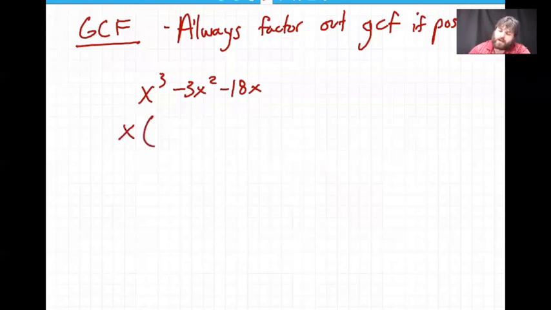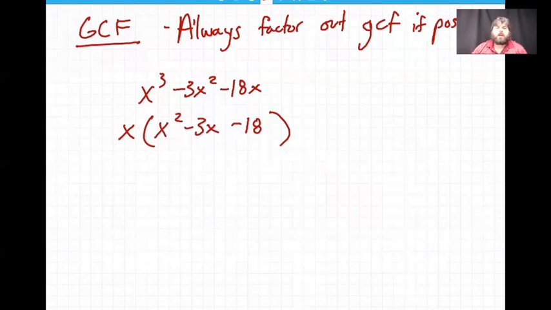So what you do is you factor it out. You pull it out front. And when you pull it out front, you're really dividing each term by that. Because then when you distribute back in, you're multiplying. So we're doing the opposite. We're pulling it out, so we've got to be thinking about dividing. So when I divide out the x into x to the third, I get x squared. When I divide out an x here, I get minus 3x. When I divide an x out here, I get negative 18. Now again, this is factoring out the GCF.